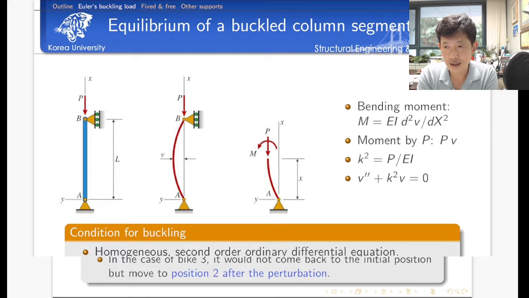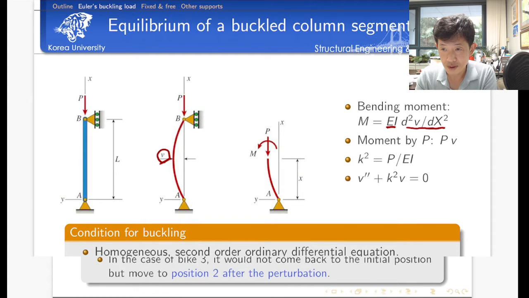But everybody knows that at a certain load level, the column buckles in the lateral direction. Say we have some positive displacement here, okay? To investigate this problem, he formulated a governing differential equation. Once we have a curvature, the internal bending moment can be calculated by the well-known flexure formula: the flexural rigidity and the second derivative of the deflection.